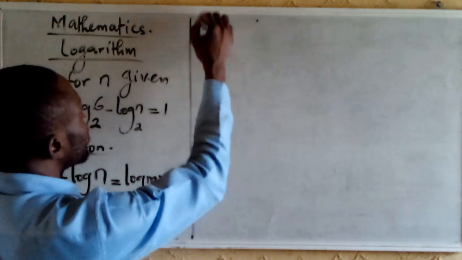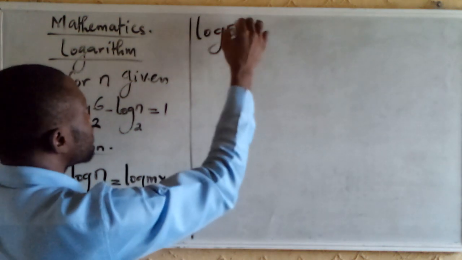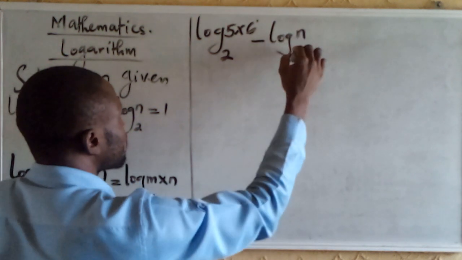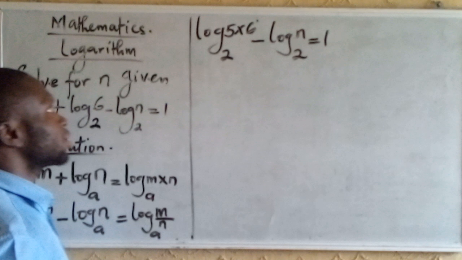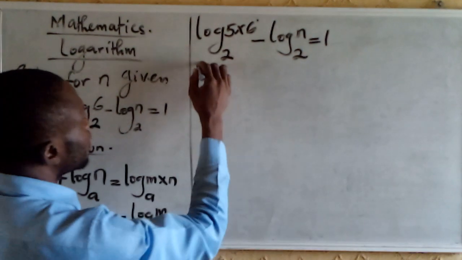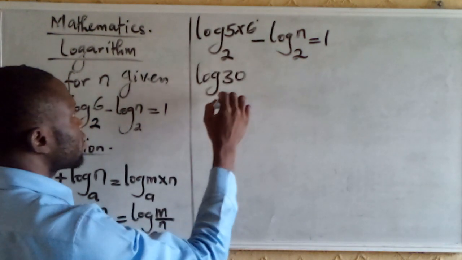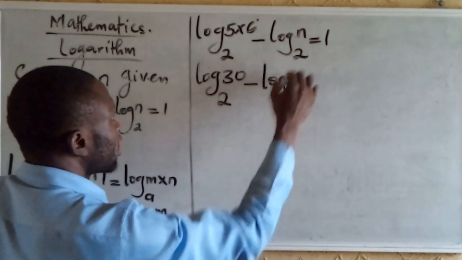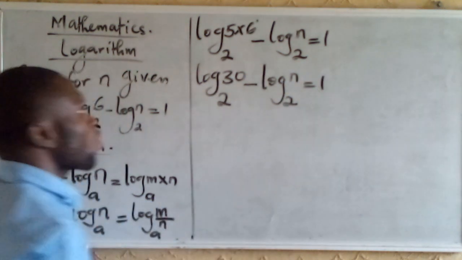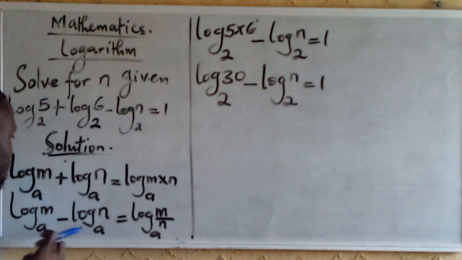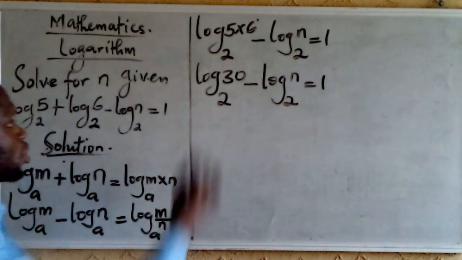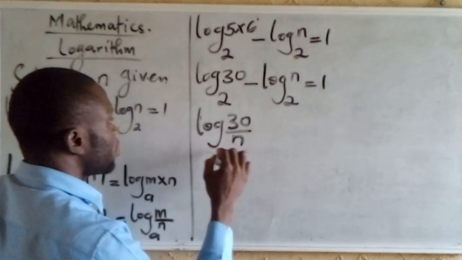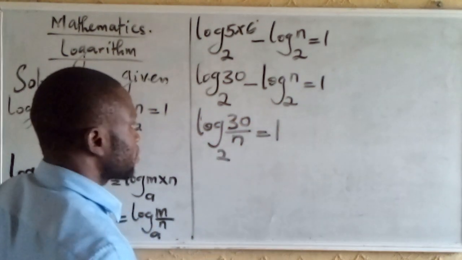So this will become log 5 times 6 to base 2 minus log n to base 2 equal to 1. This becomes log 30 to base 2 minus log n to base 2 equal to 1. At this level, we can now apply our subtraction law. So this becomes log 30 over n to base 2 equal to 1.